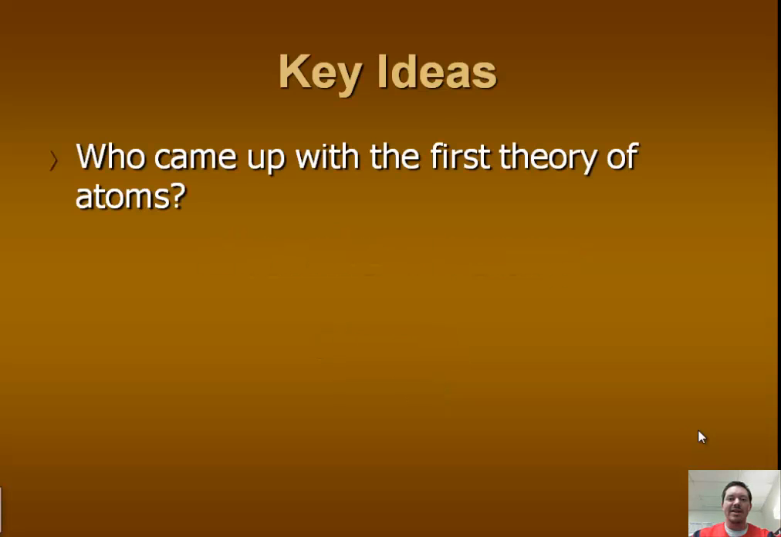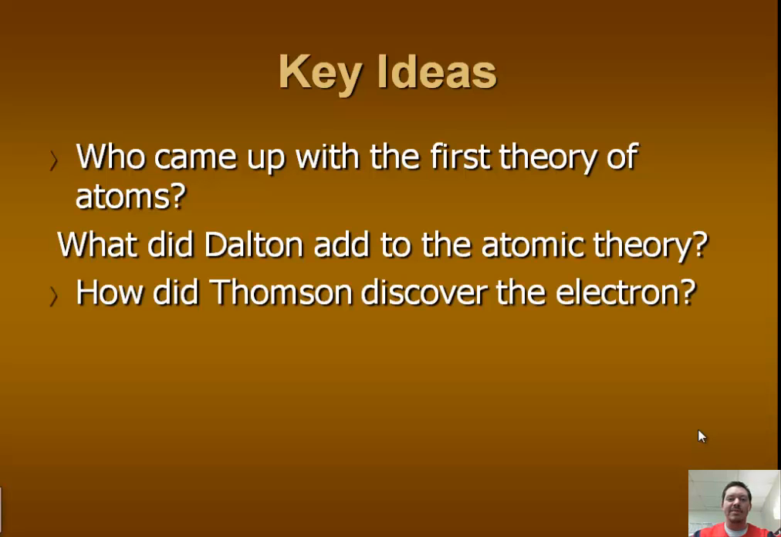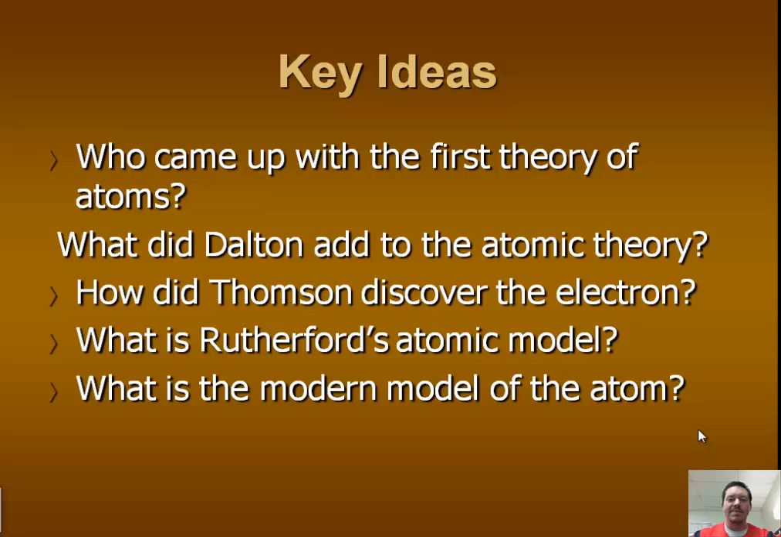Our key ideas for this section: who came up with the first theory of atoms? What did Dalton add to the atomic theory? How did Thomson discover the electron? What is Rutherford's atomic model? And what is the modern model of the atom?